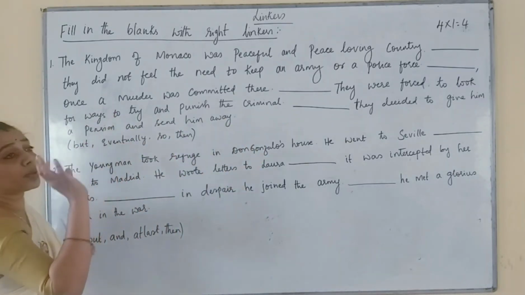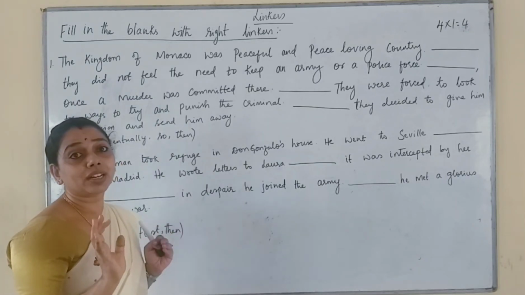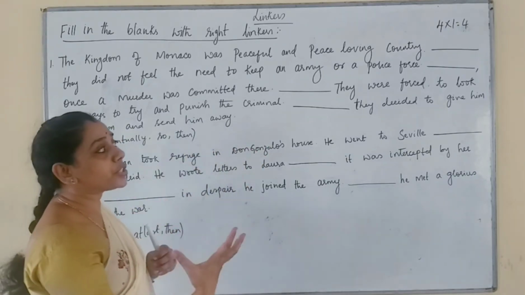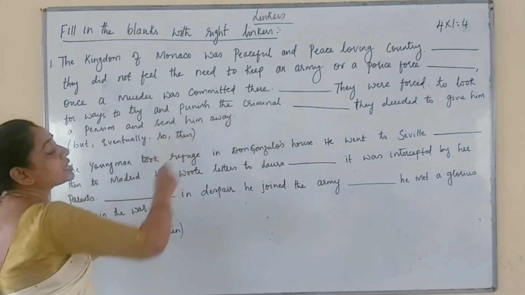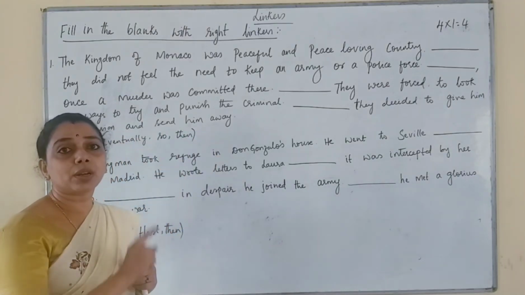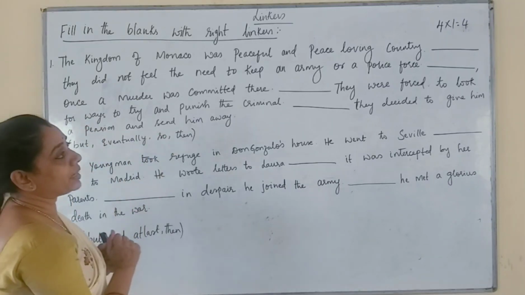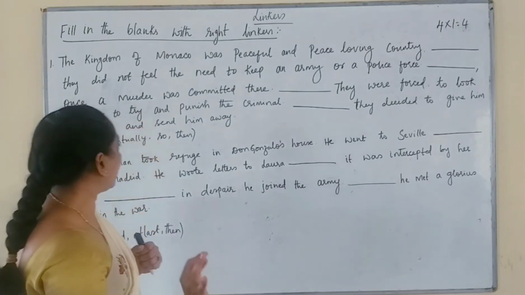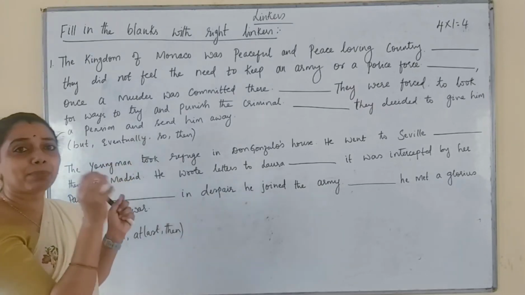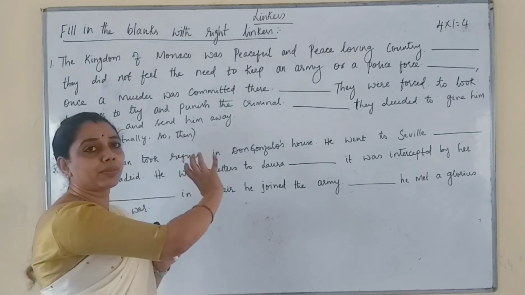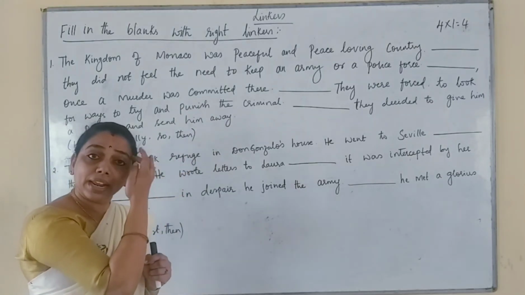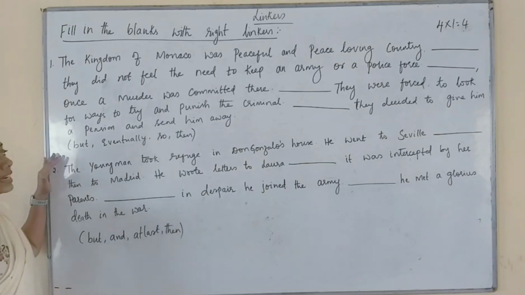Blank. Once a murder was committed there. Unfortunately, once a murder was committed in that peaceful and peace-loving country. Blank. They were forced to look for ways to try and punish the criminal. Now they have to find a way to punish the criminal who had committed the murder. Dash. They decided to give him a pension and send him away. These are all bits taken from a lesson, but anyhow you will get to know what the linkers are, and these are the linkers given.